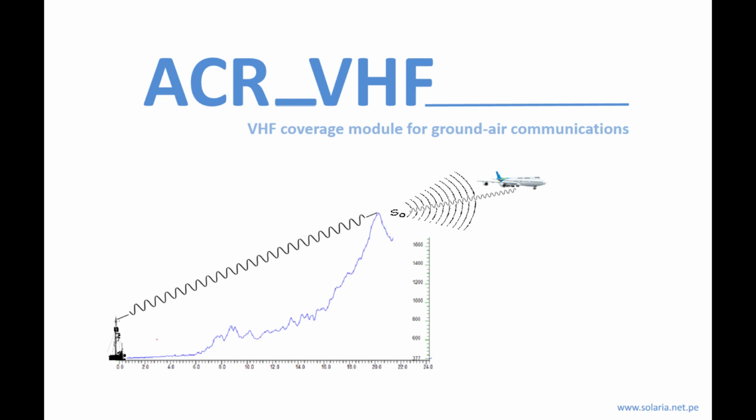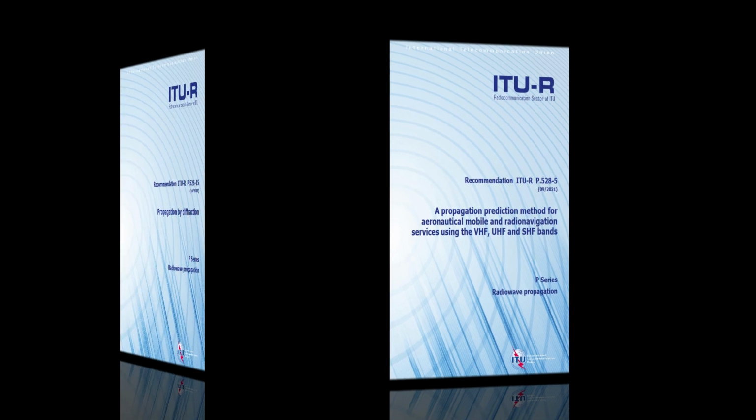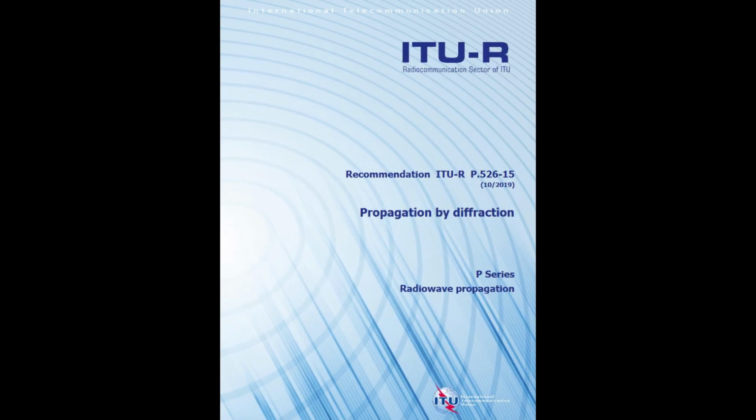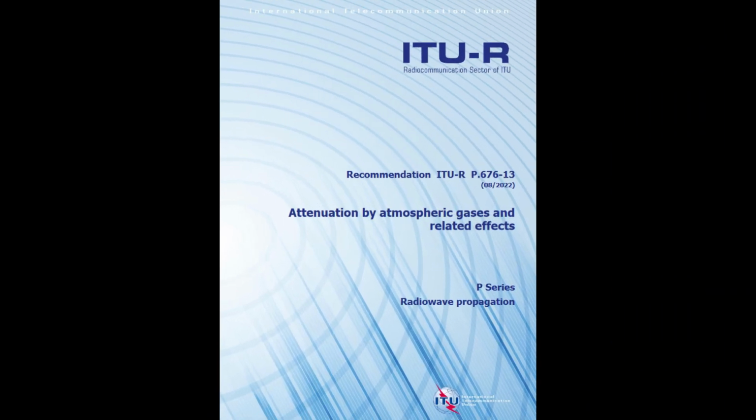ACR VHF is the module that calculates the coverage area for the ground-air VHF aeronautical communications systems that support air navigation services, radio aids. The ACR VHF module is designed to estimate the coverage associated with air navigation in the 100 MHz to 30 GHz band. This module makes use of the recommendations of the International Telecommunication Union. The ACR VHF module is applicable to air-ground, air-air, over smooth or uneven terrain as it uses Earth's topography.